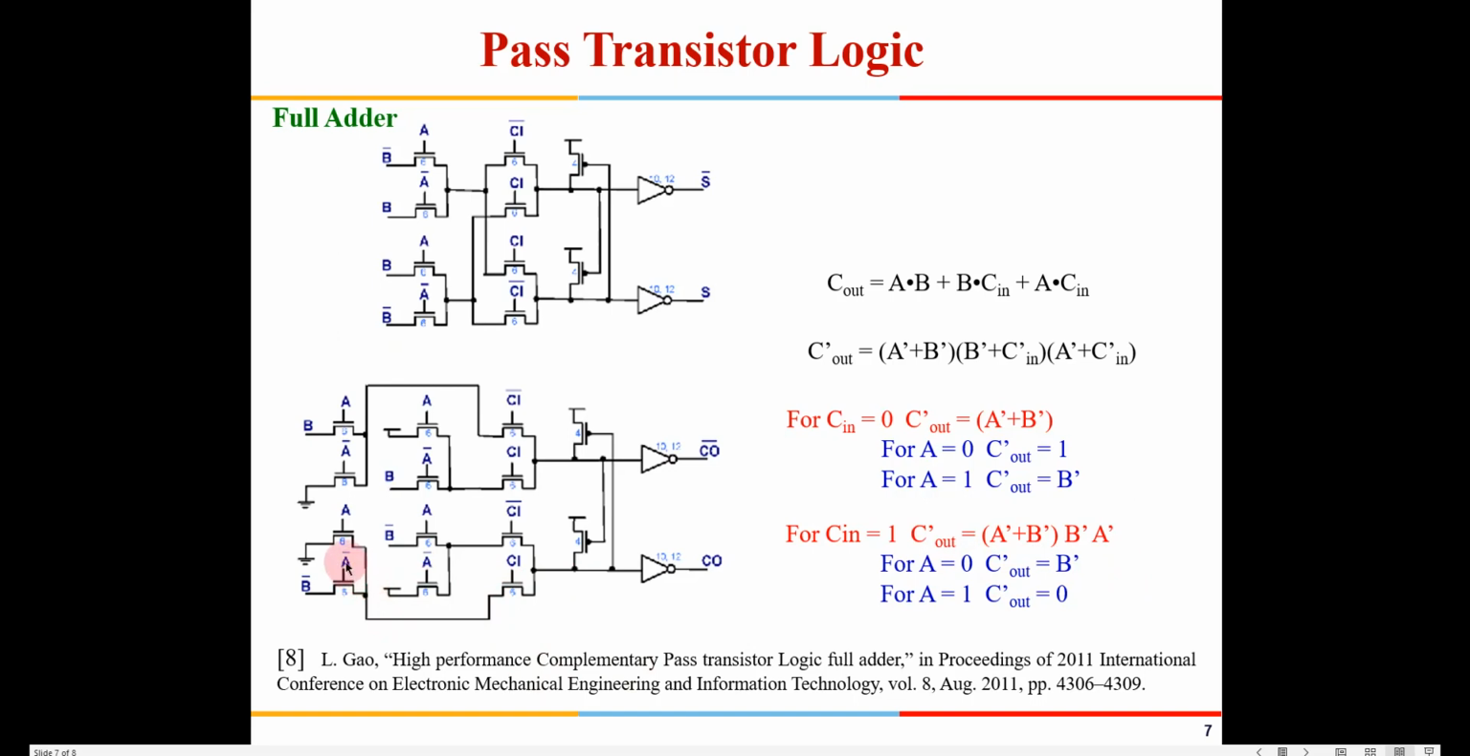So A is equal to 0 means A bar, it is B bar out here. And similarly, for A is equal to 1, C out is equal to 0. So A equal to 1, C out is equal to 0. So this is how we do the design.